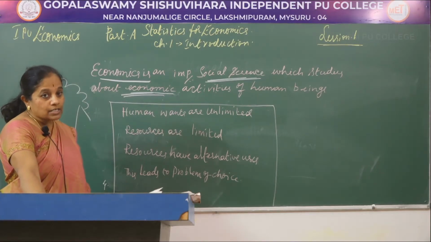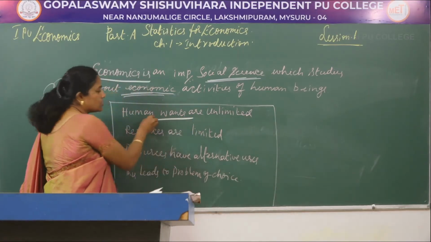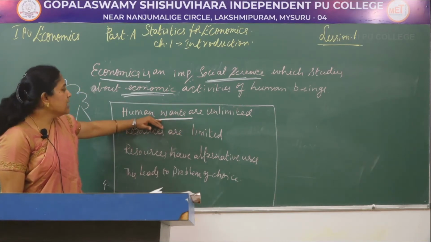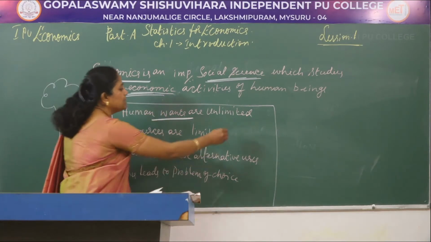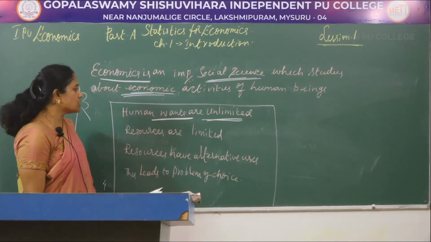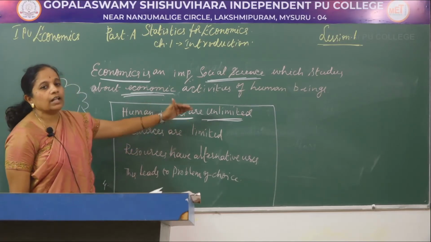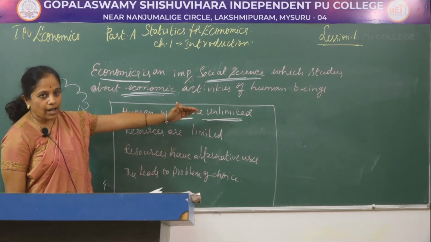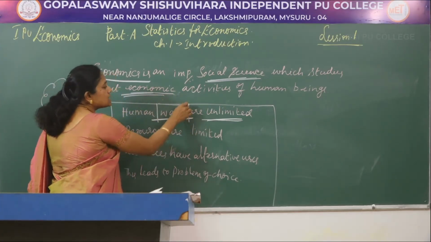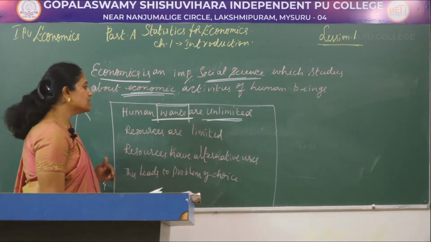So all these are done to satisfy human wants. This is very, very important to learn. That is, human wants are unlimited. You all know that there is no limit for our wants. Whatever we see, we need it, and it is there till the last breath of human life. We have wants, so therefore the ends are unlimited. To satisfy these ends, means are scarce.